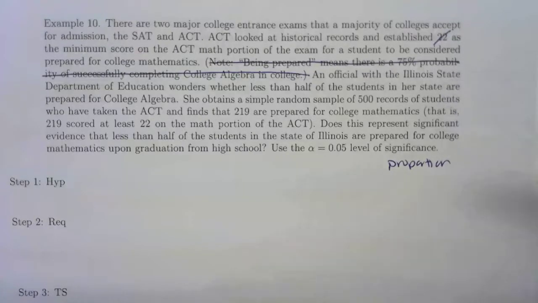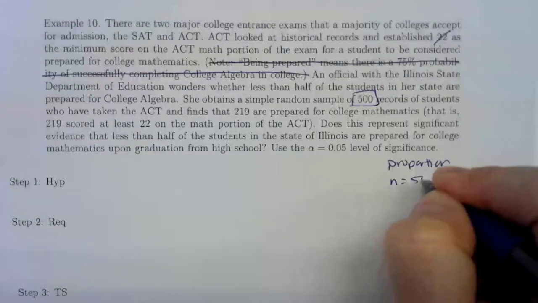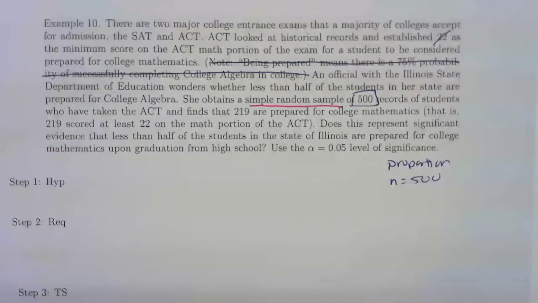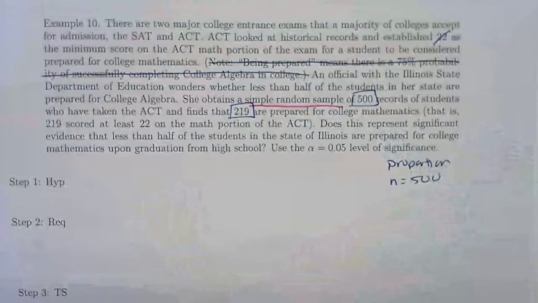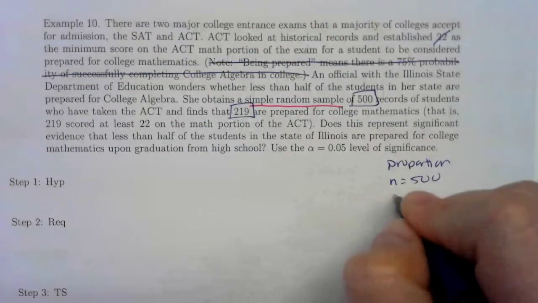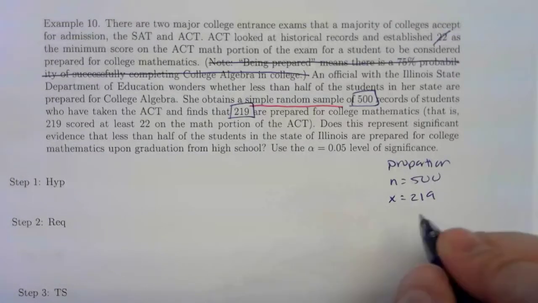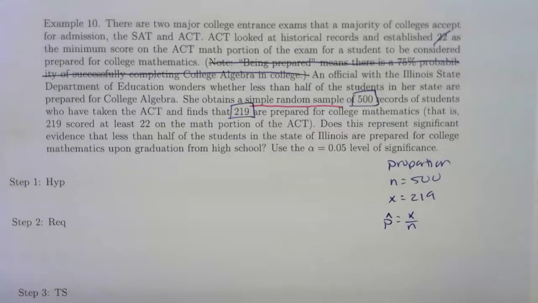So we keep going. We have this 500. This is the sample size. This is the number of people that we've sampled. It also tells us we have a simple random sample. We'll need that shortly. Out of these 500, we have 219 that are prepared for college math. So we call this X, and we're going to use it to calculate p hat. So remember, p hat is X over N. We can calculate it now, we can calculate it later, it doesn't really matter. I'm going to wait because we don't actually need this value just yet.